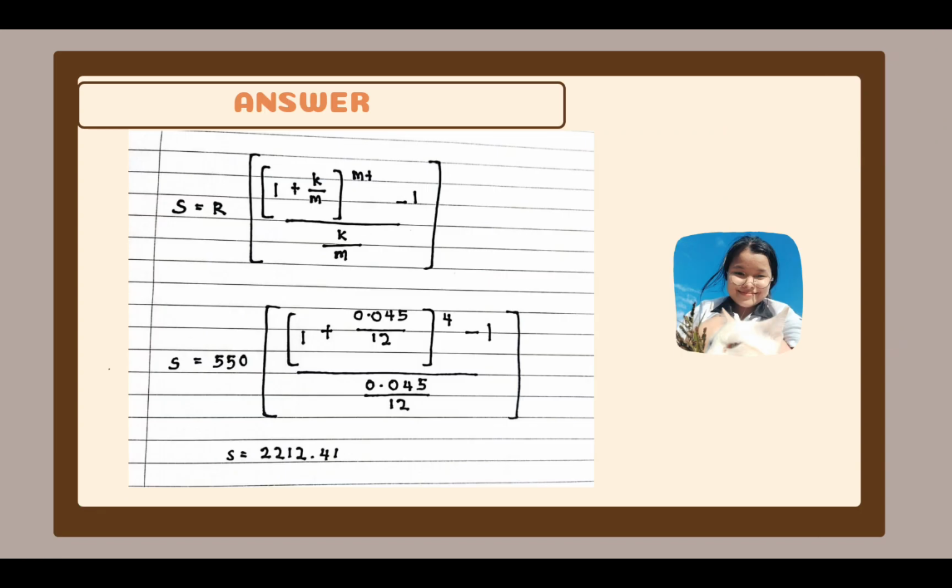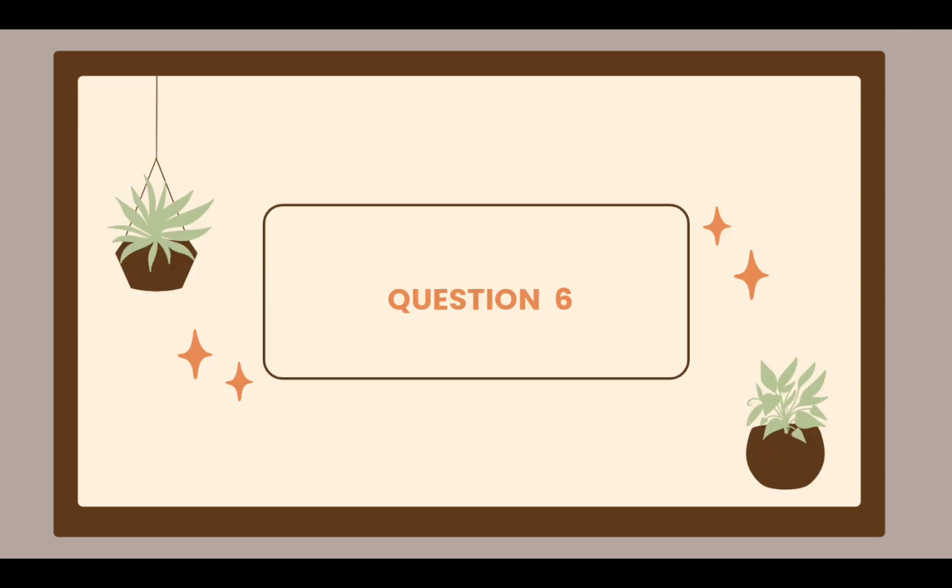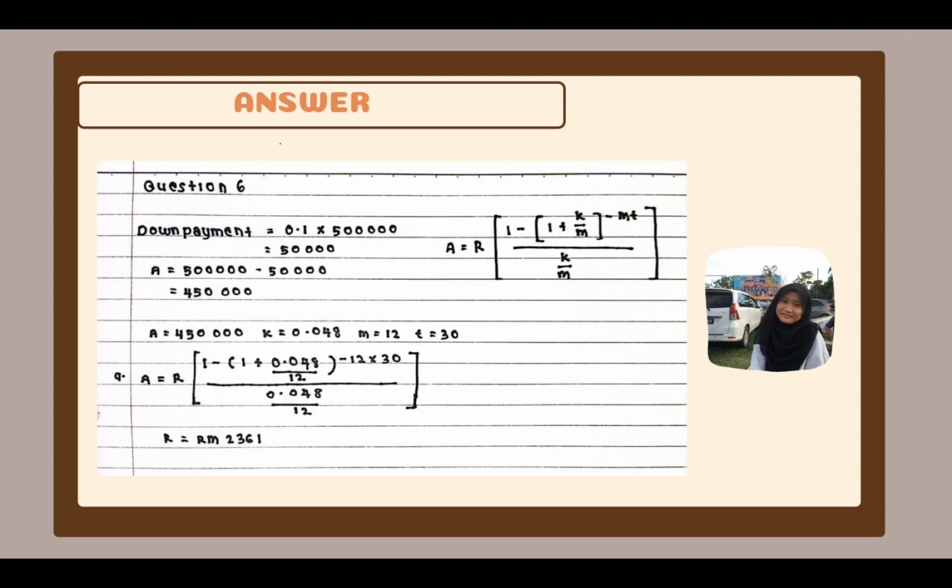So S equal to 550, then open bracket and open bracket again, 1 plus 0.045 divide 12 close bracket power of 4 minus 1 divide 0.045 divide 12 and close bracket. So the answer for S is 2,212.41. Now let's move on to question 6.